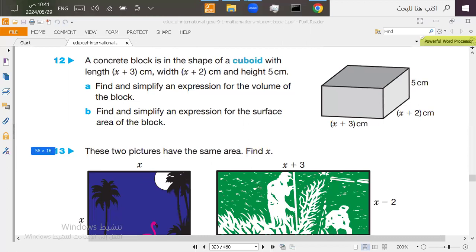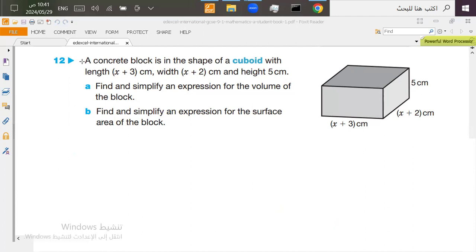Now let's cover this so we can work here. So the volume will be multiplying this by this by this. So let's write it here. So x plus 3, in brackets, and then multiplied by x plus 2, in brackets, and then multiplied by 5. You can put the 5 in brackets like this. That's okay. Or you can put it without brackets like this. It's already going to be multiplied.